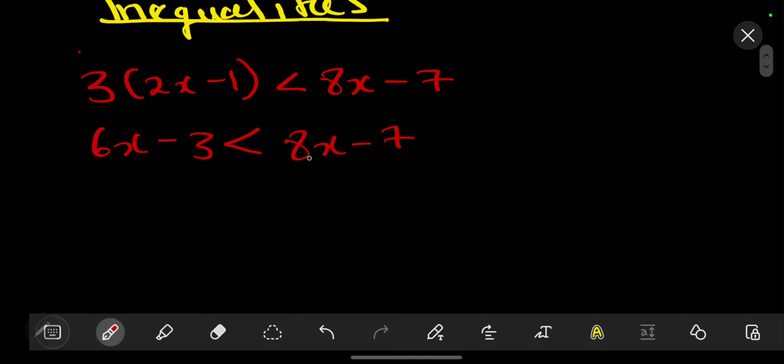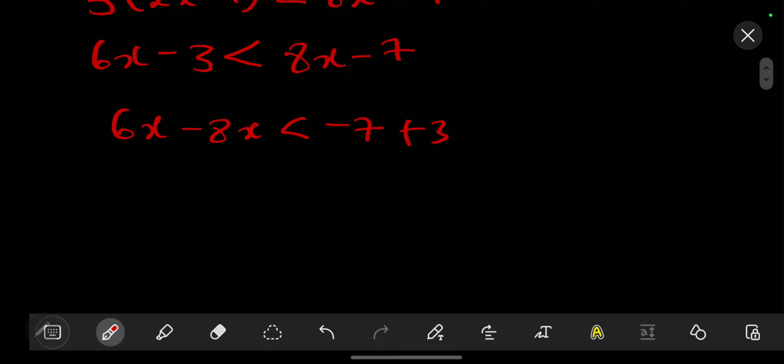So we are going to collect our like terms. Let's say we take the 8x this side. So we have our 6x, then we have minus 8x, should be less than. We have a -7, like that. We take our 3 there. It will be +3, like that.